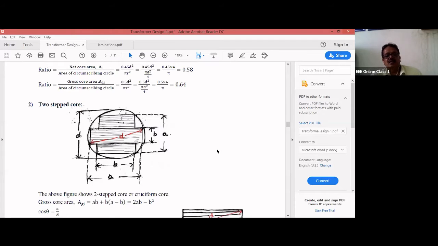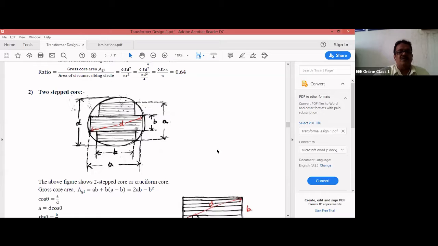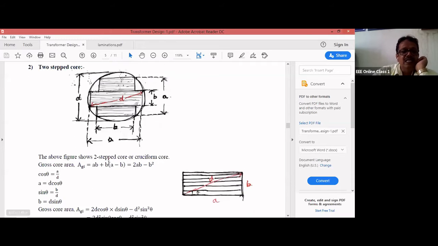Let us find out the gross core area for a two-stepped core. See here, the above figure shows the two-stepped core, or cruciform core. Gross core area AG: I'll take this section first. For this section, gross core area is A into B. I have written A into B.